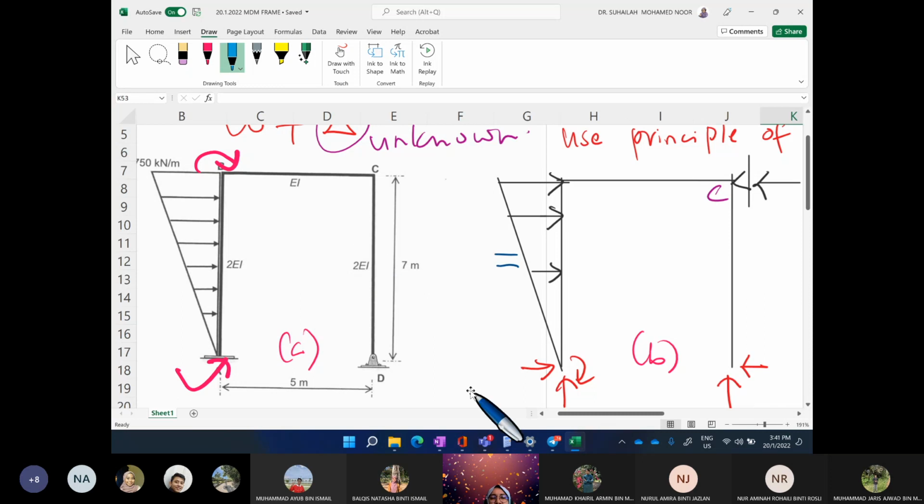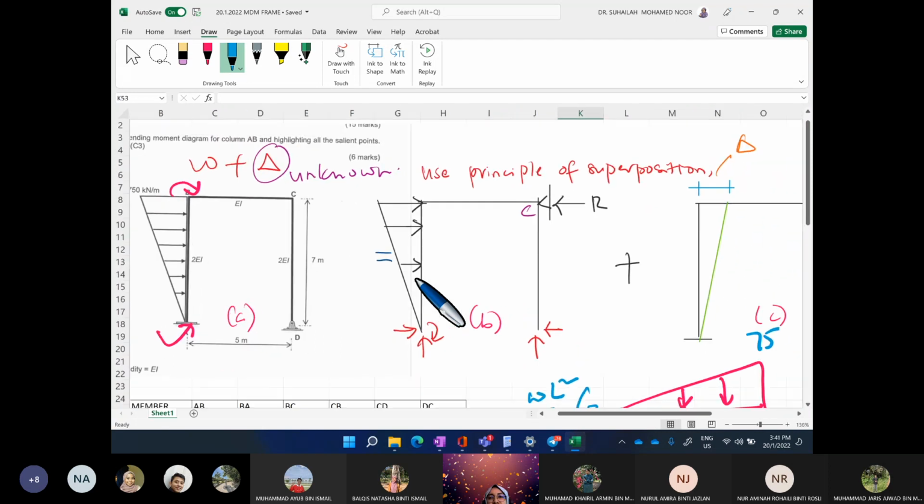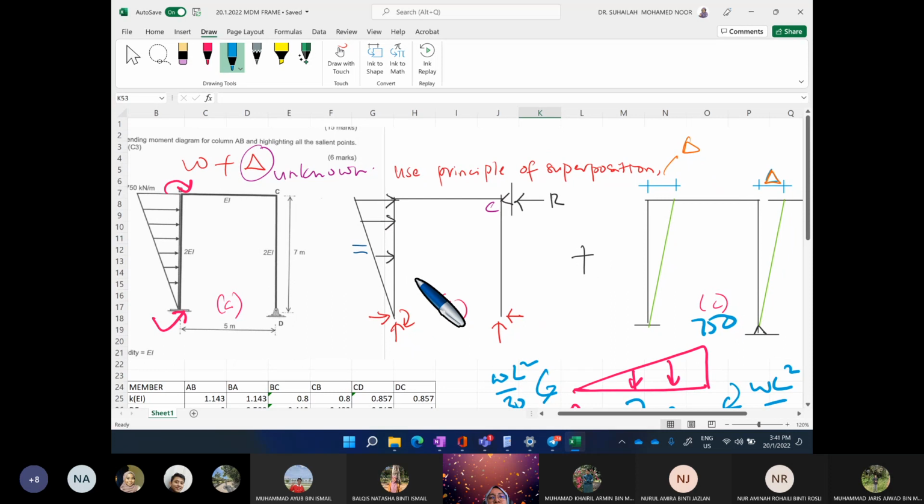Okay, analyzing a frame using the moment distribution method. So I hope you need to watch the first video in order to understand the second video. Okay, and this is actually the knowledge about moment, fixed end moment, member end moment analysis using the moment distribution method is very important. Okay, you can find so many videos explaining about this.